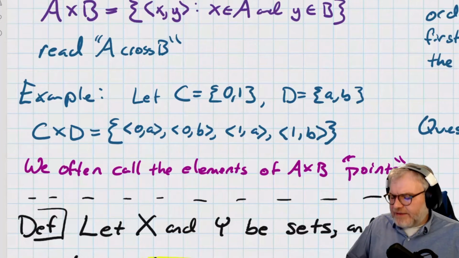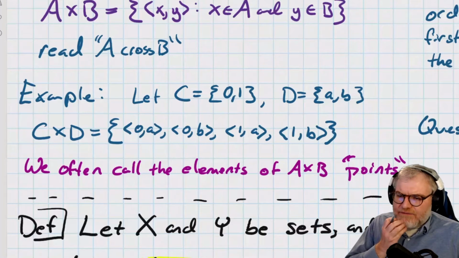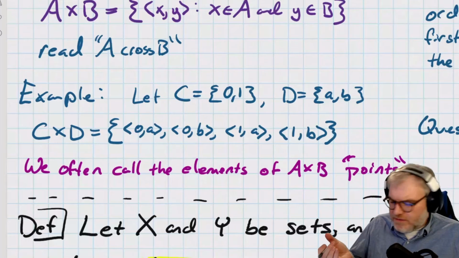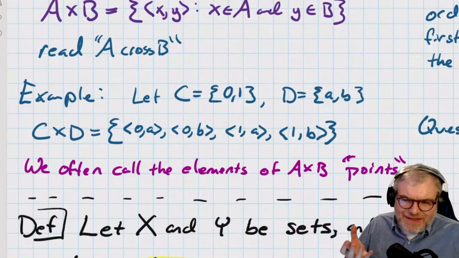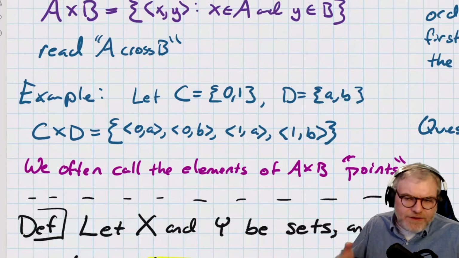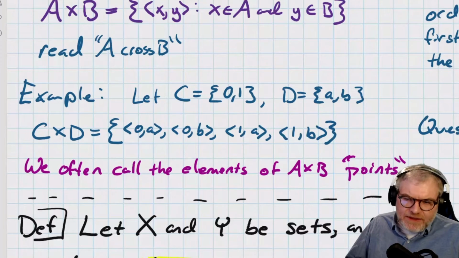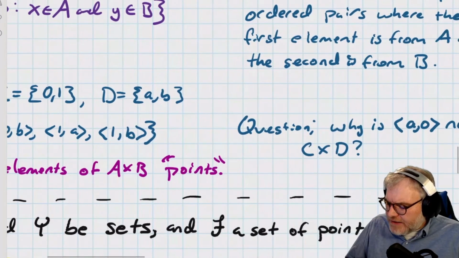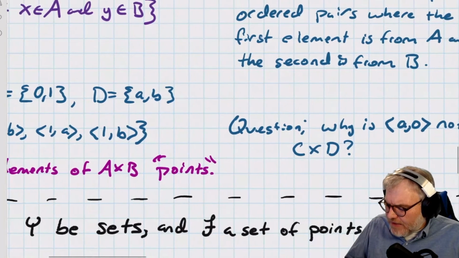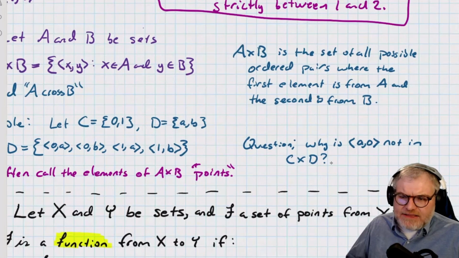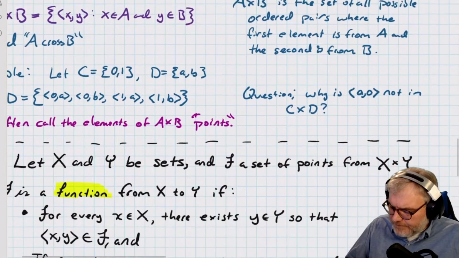Okay? And if we've got a set of ordered pairs, we usually call the elements points, just to distinguish them from plain elements. You can use elements too, but people tend to say points because it's immediate that this is a thing on the graph. All right. So what other sets of points can we have? Oh, just a question. Why is (A, 0) not in C cross D? Just as a thought.